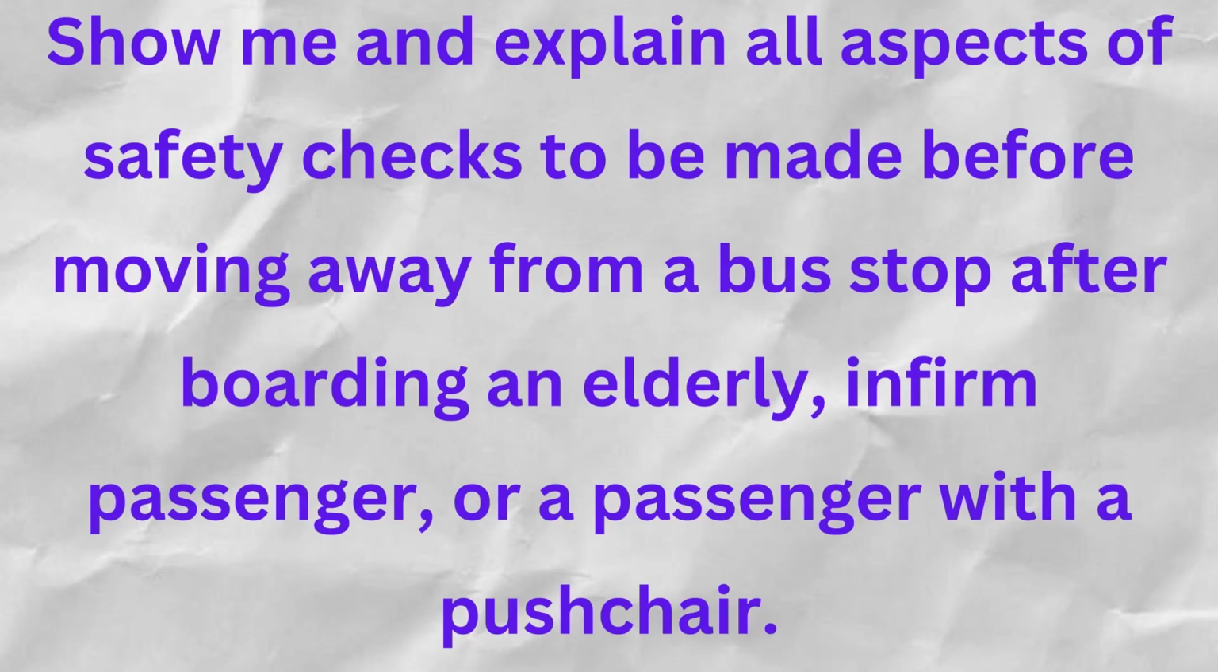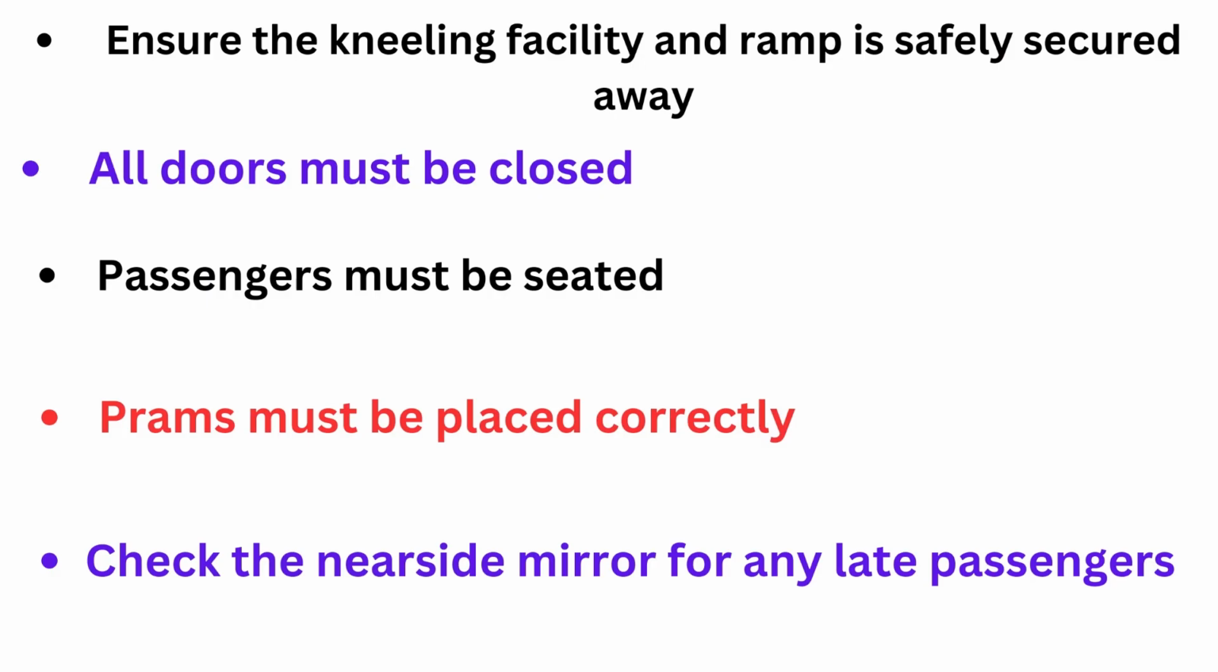Show me and explain all aspects of safety checks to be made before moving away from a bus stop after boarding an elderly, infirm passenger, or a passenger with a pushchair. 1. Ensure the kneeling facility and ramp is safely secured away. 2. All doors must be closed. 3. Passengers must be seated. 4. Prams must be placed correctly. 5. Check the near side mirror for any late passengers.